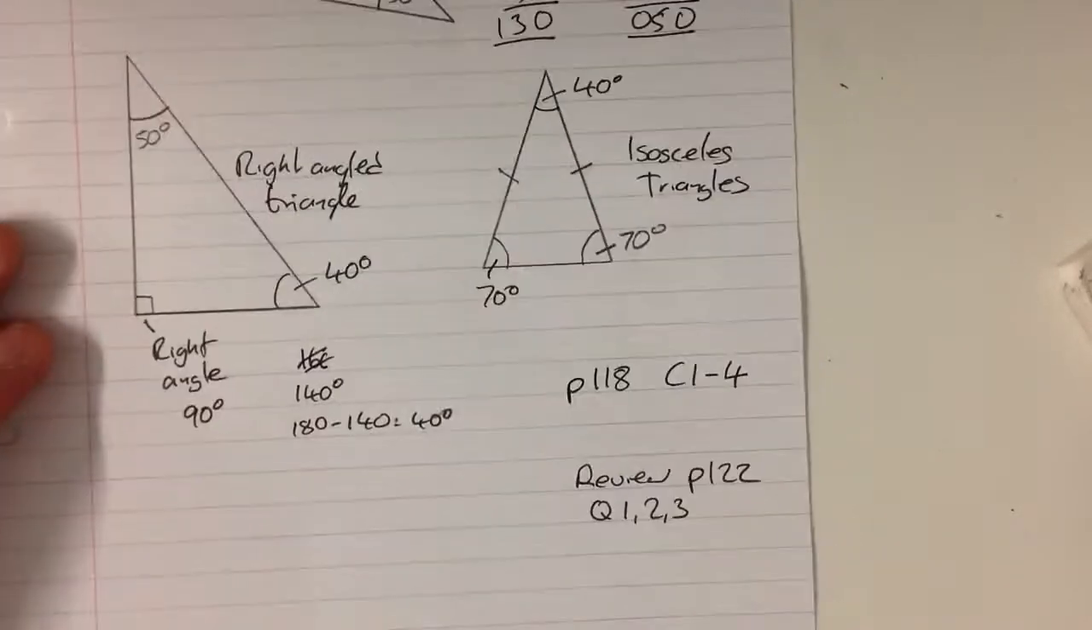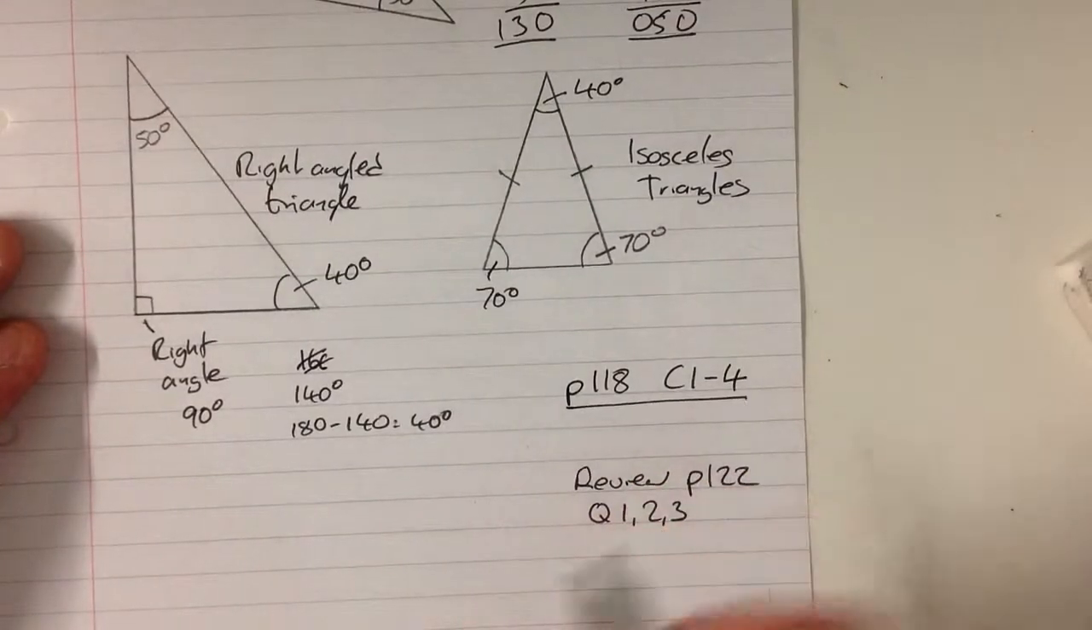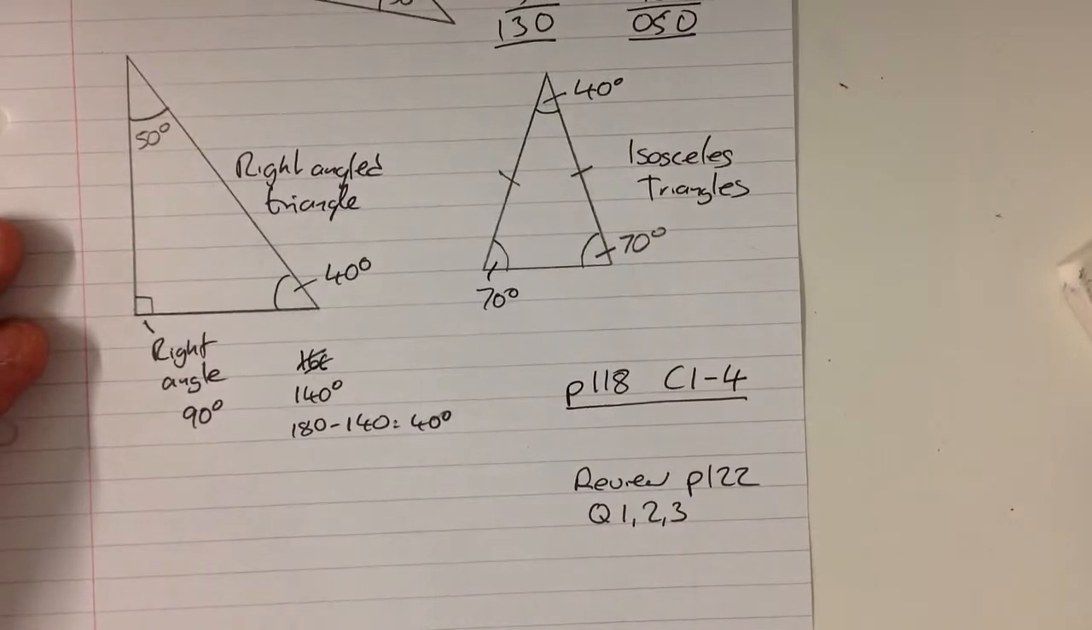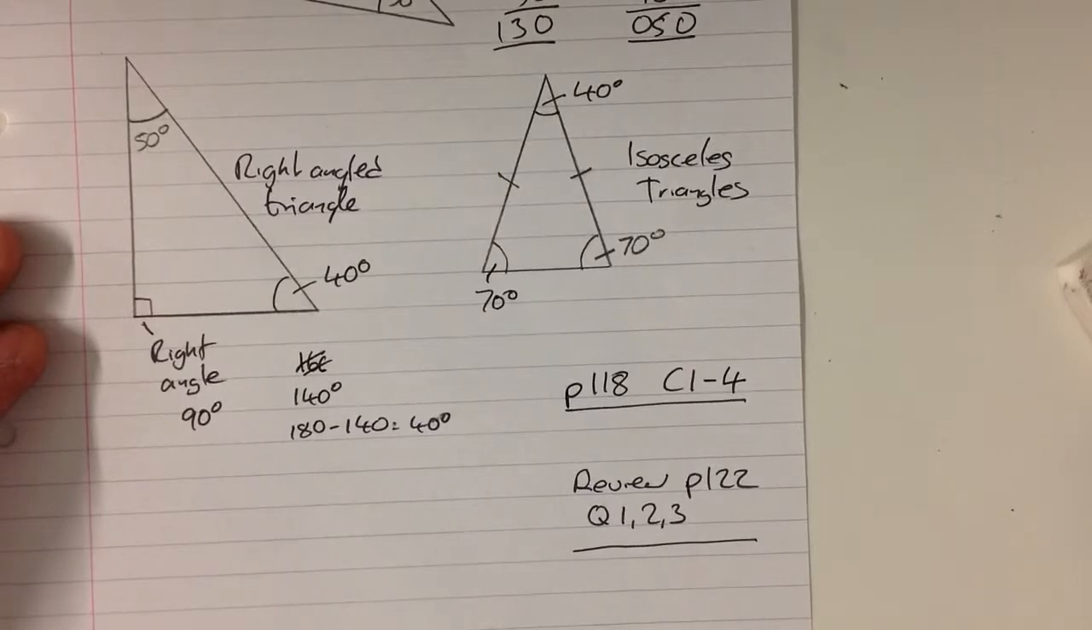Okay, you can now go on to work on page 118, questions 1 to 4. And then when you've finished all of this, you can work on page 122. There's a review. That's questions 1 to 3. Thank you.